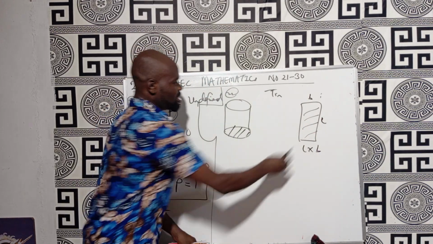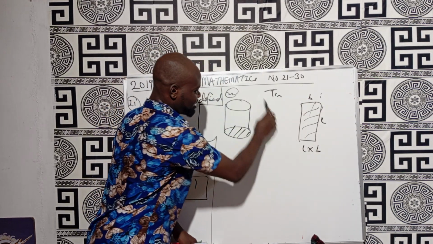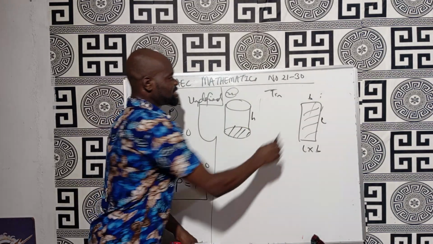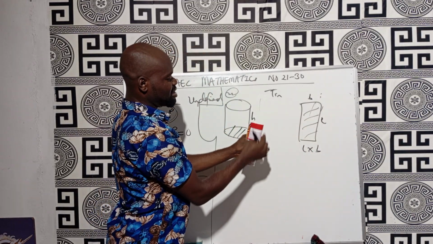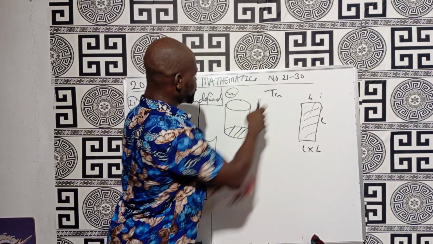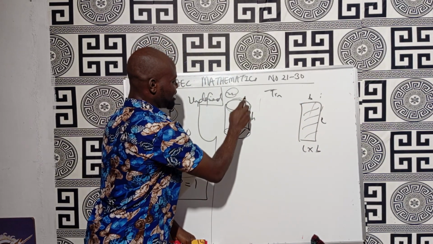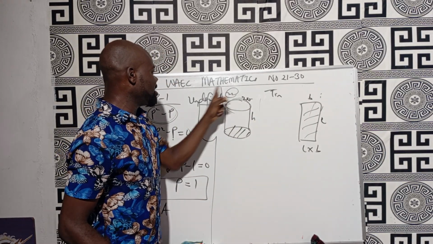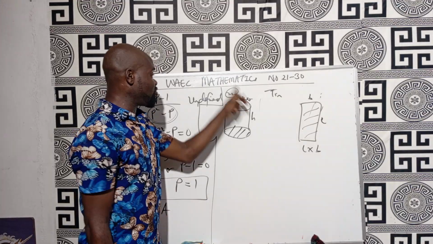Same thing here. This length stands as the height of the cylinder. This breadth, after you have folded it to a circle, becomes the circumference, and that's 2 pi r. Don't forget that the perimeter, the circumference of a circle, is 2 pi r.